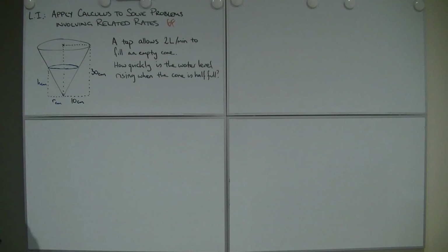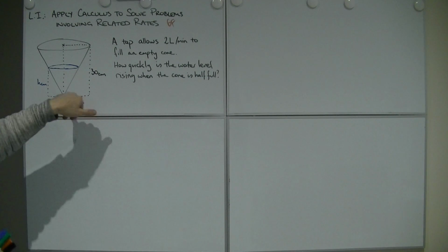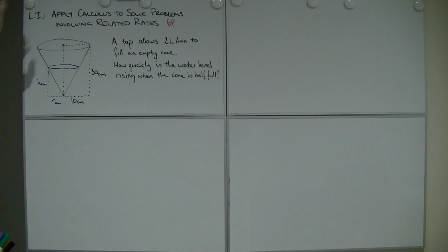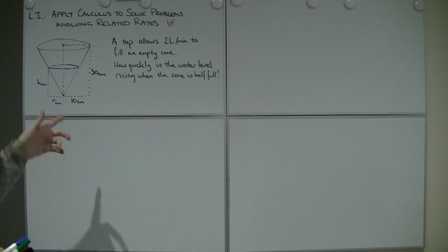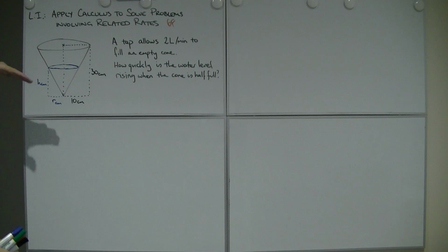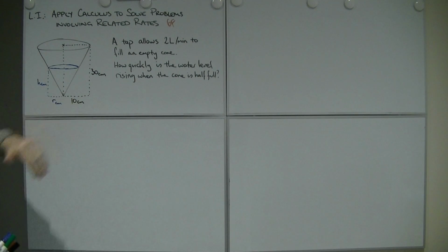Okay, as you can see here, obviously. So we've got radius 10 centimetre, total height 30 centimetre, so water's pouring in at a nice constant 2 litres per minute. Fine. How quickly is the water level rising when the cone is exactly half full? And by half full I mean halfway up the height.